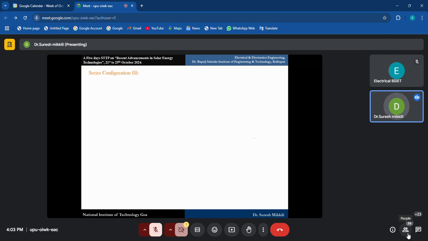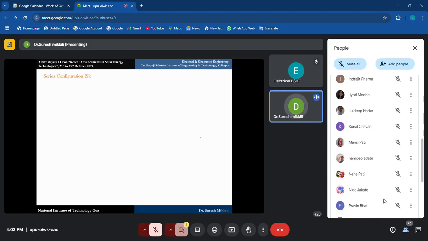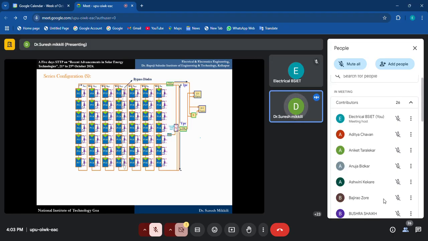We have different configurations. Modules can be connected in series, modules can be connected in parallel, and modules can be connected in series-parallel. We will try to see these.